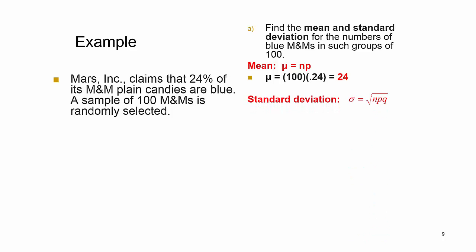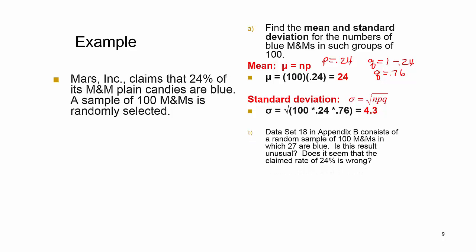Standard deviation is sigma equals the square root of n times p times q. So we have the square root of 100 times 0.24 times 0.76. So the q comes from taking the p, probability of success is 0.24, so q is 1 minus 0.24, which gives us 0.76. So there's a standard deviation of 4.3. Now in the back of the book there's a random sample of 100 M&Ms, and in that sample they found 27 that were blue. So we want to know if that's unusual.